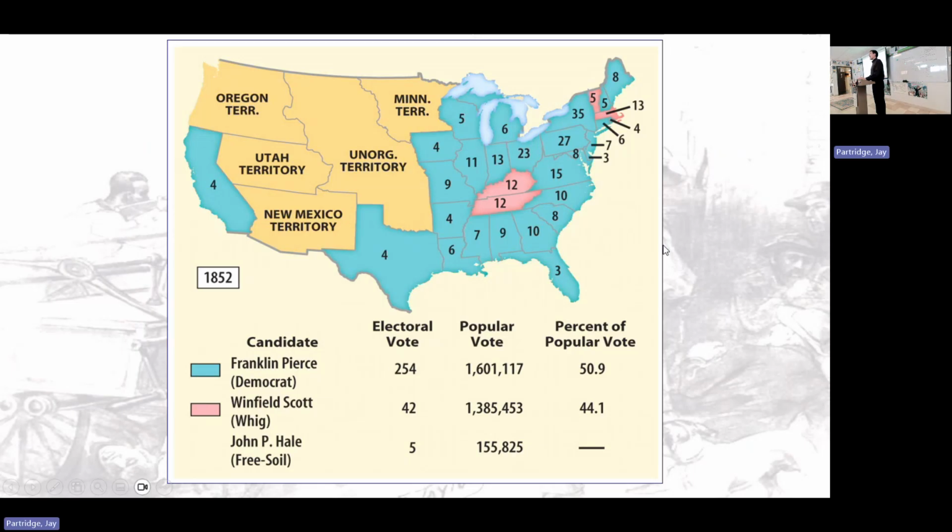And it would be the last time until 1932 that a candidate for president would win the majority of both the North and the South. This would not happen again until Franklin Roosevelt was elected in 1932. A lot of votes for Whigs, but very few electoral votes. And the Free Soil Party really lost their steam. It was the last election for both of these parties.